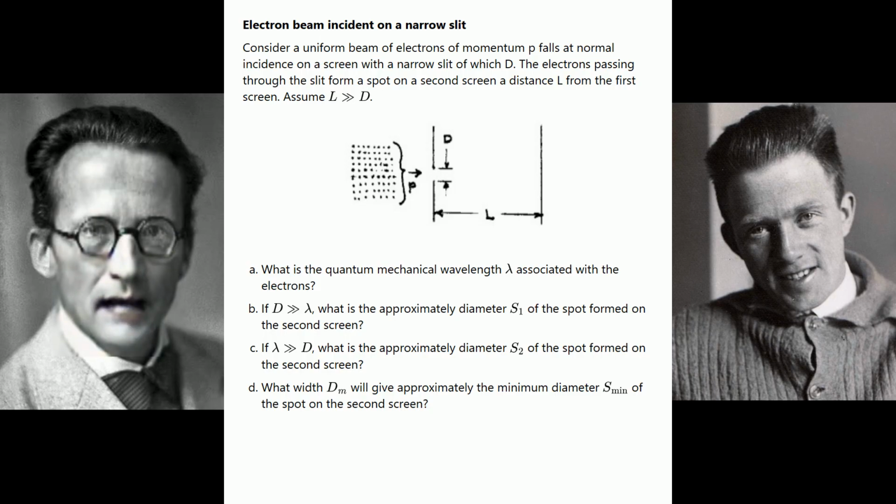What is the quantum mechanical wavelength lambda associated with the electrons? If d is much greater than lambda, what is the approximate diameter S sub 1 of the spot formed on the second screen? If lambda is much greater than d, what is the approximate diameter S sub 2 of the spot formed on the second screen? What width d sub m will give approximately the minimum diameter S sub min of the spot on the second screen?